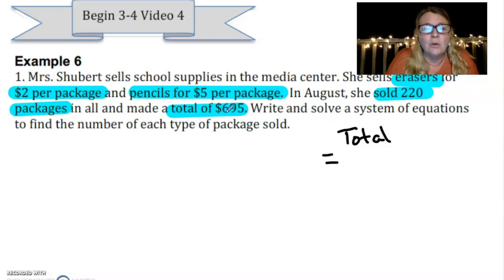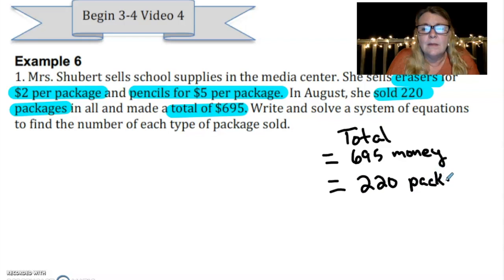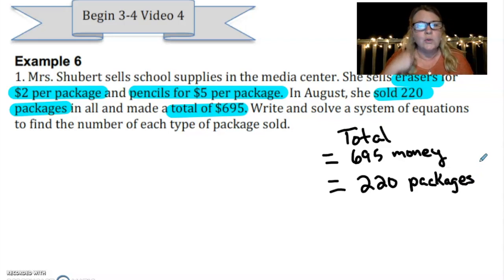We're given a total of $695. So $695 is one of our totals. And that's money, so I'm going to write the word money right here so we keep that in mind. There's another total. We know the total amount of packages she sold was 220 packages. So I'm going to write the word packages there because that's going to keep me remembering what that 220 represents, so I don't have to go back and reread those few sentences again.